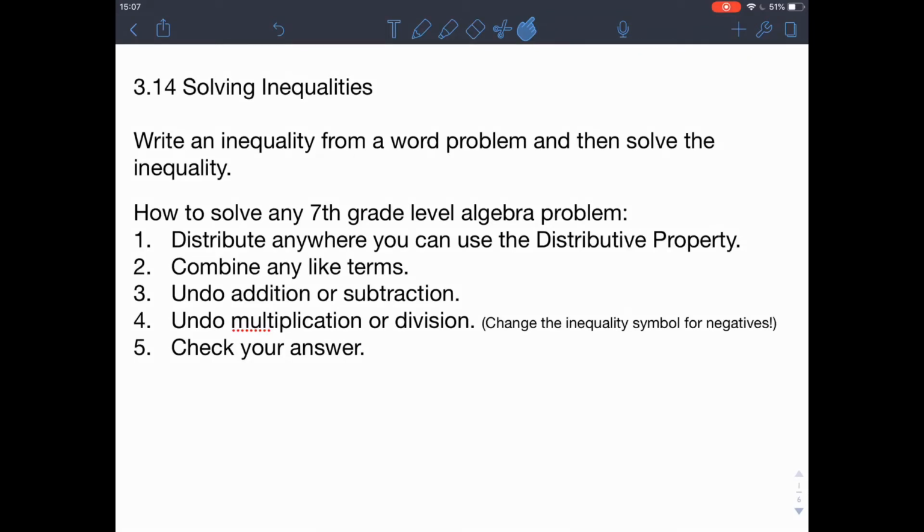Hello everyone, and welcome to 7th grade Math Module 3, Expressions and Equations. In this video, we're looking at Lesson 14, Solving Inequalities.